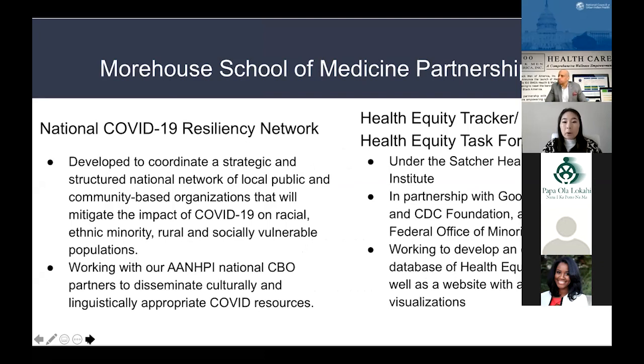The Health Forum is also a key partner with the Morehouse School of Medicine on their two massive national initiatives. First, we're part of their national COVID-19 Resiliency Network, funded by the Federal Office of Minority Health and partnering with the CDC. We will collaborate with our AANHPI national CBO partners to disseminate culturally and linguistically appropriate COVID-19 resources. We're also part of Morehouse School of Medicine's Health Equity Tracker and sit on the Health Equity Task Force, in partnership with Google.org Fellows and CDC Foundation, as well as the Federal Office of Minority Health. The goal is to develop an open database of health equity data, as well as a website with analyses and visualizations.